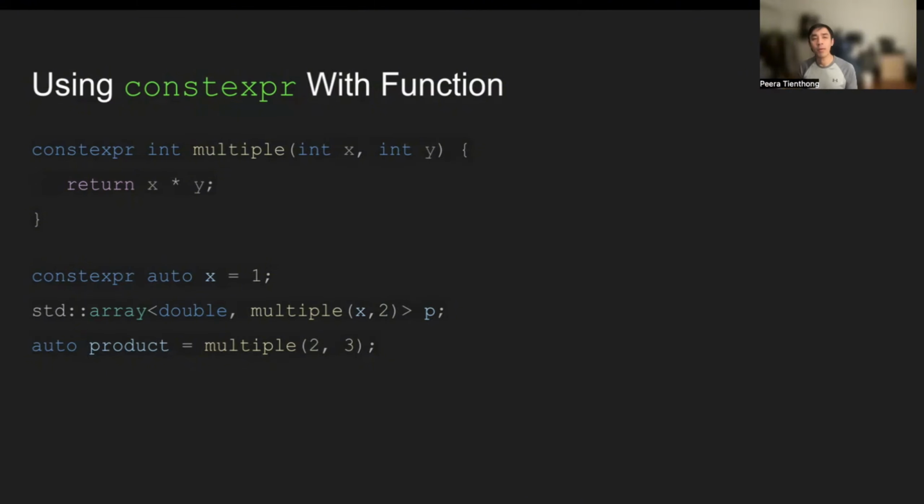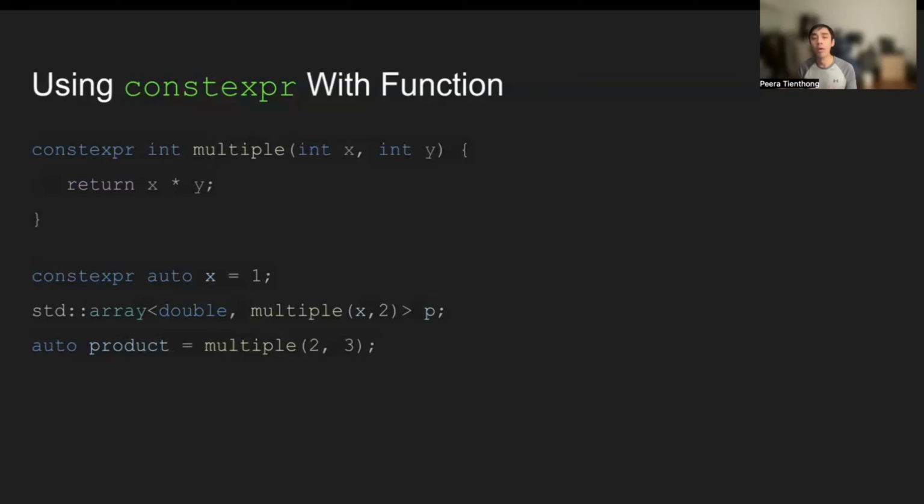If we define the function with constexpr, like this example, we have the function multiple, which returns an integer and is defined constexpr. The meaning is interesting because if the input parameters, like in this case x and y, are constexpr, they are like in the previous slide, where we have the object which is constexpr.